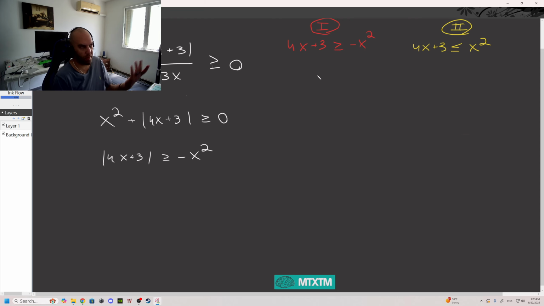Let's try to solve it. Let's see if it works. Let me put everything on the same side here on the red. x squared plus 4x plus 3 is greater or equal than 0.